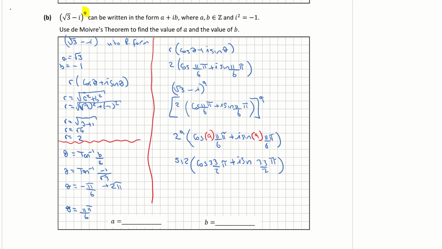Make sure your calculator now is in radians, so I need to multiply in this 512. And that's giving me 512 by cos 33 over 2 pi is 0, and multiplying 512 by sine 33 over 2 pi is 512, because sine 33 over 2 pi is 1. And don't forget to put back in your i, and that's us finished. So a in this case would be 0, b would be 512.